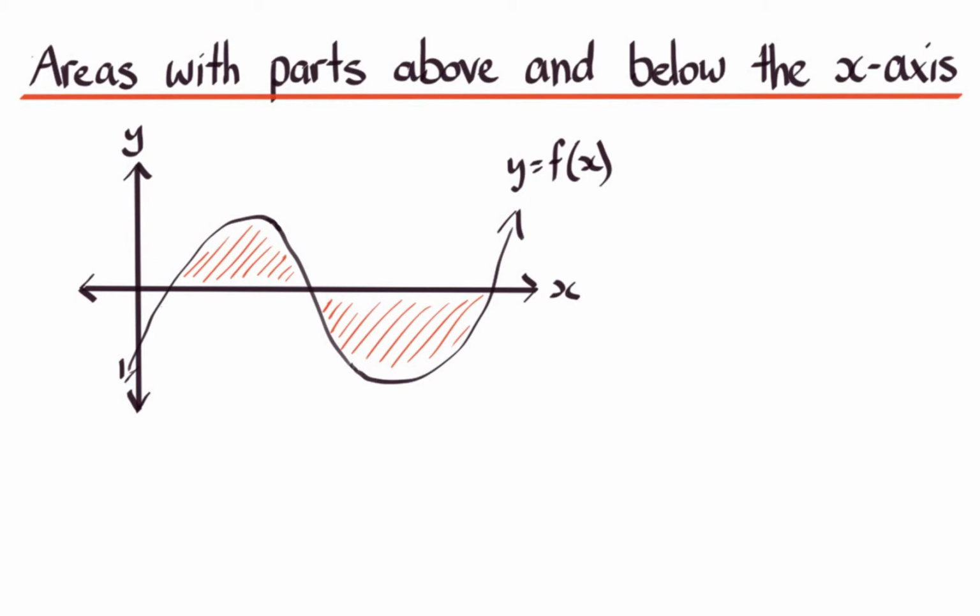But it wouldn't just be enough to work out the integral between this value and this value, because this area here, which we'll call area 1, is going to give us a positive definite integral. And this value in here, which we'll call area 2, will be negative.